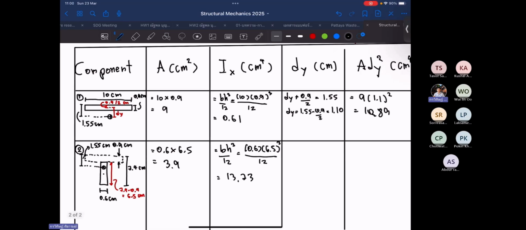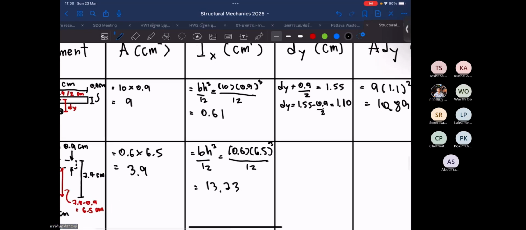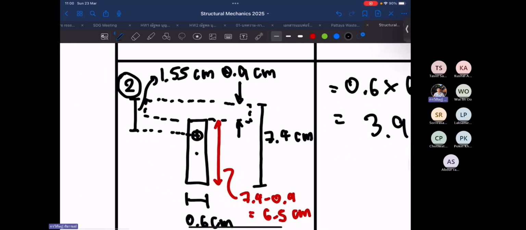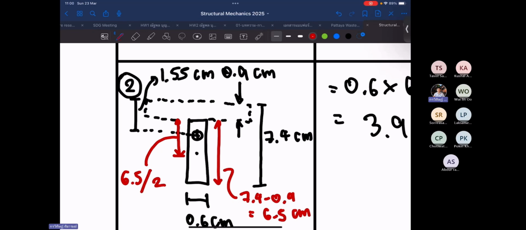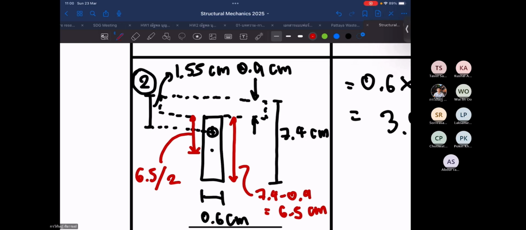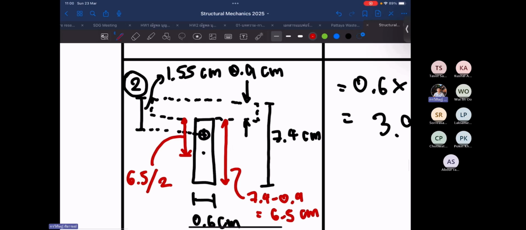Next is dy. For dy, we know that the centroid of this component must be at the middle of this component, right? So this one must be 6.5 divided by 2. But we need dy. dy is the distance between this point to this point.